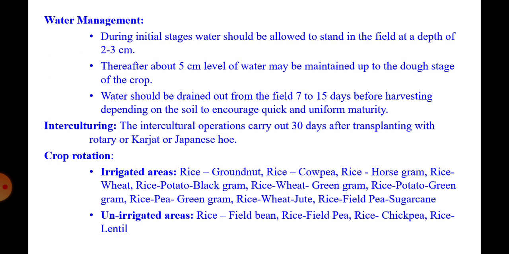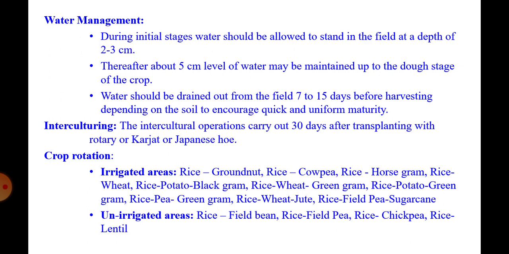Now, water management. Until the transplanted seedlings are well established, water should be allowed to stand in the field at a depth of 2 to 3 centimeter. Thereafter, about 5 centimeter level of water may be maintained up to the dough stage of the crop. Then water should be drained out from the field 7 to 15 days before harvesting, depending on the soil, to encourage quick and uniform maturity.